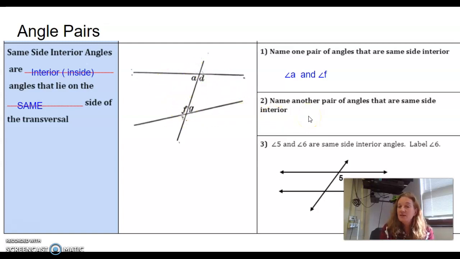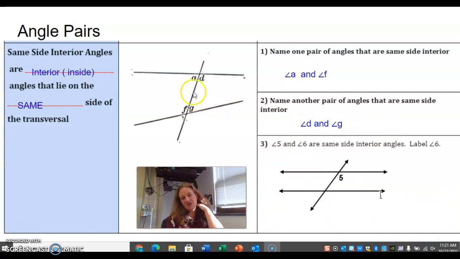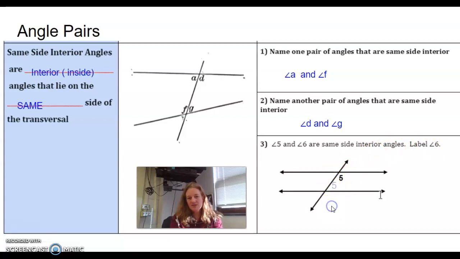Another pair would be D and G. You guys all knew that, right? You didn't need me for that. D and G are inside and they're on the same side of the transversal. So 5 and 6 are same side interior angles. So label angle 6. If this is angle 5, then the one down here is going to be 6. Except I labeled it 5. You guys write down a 6, okay?